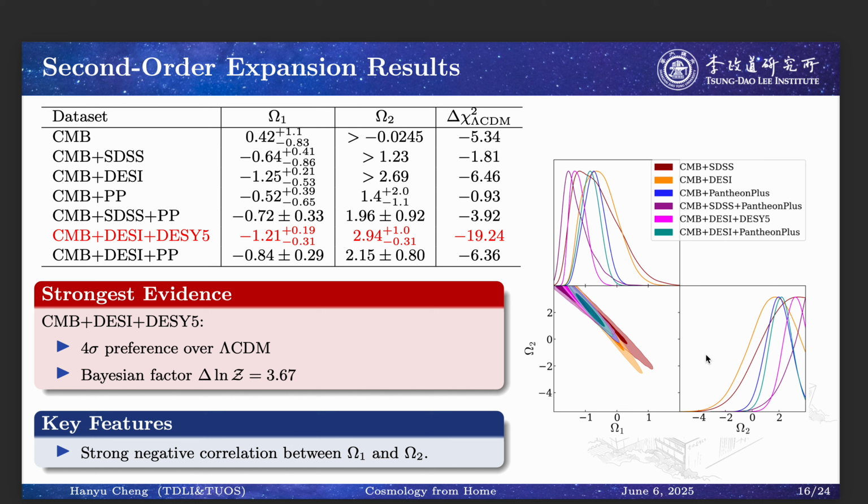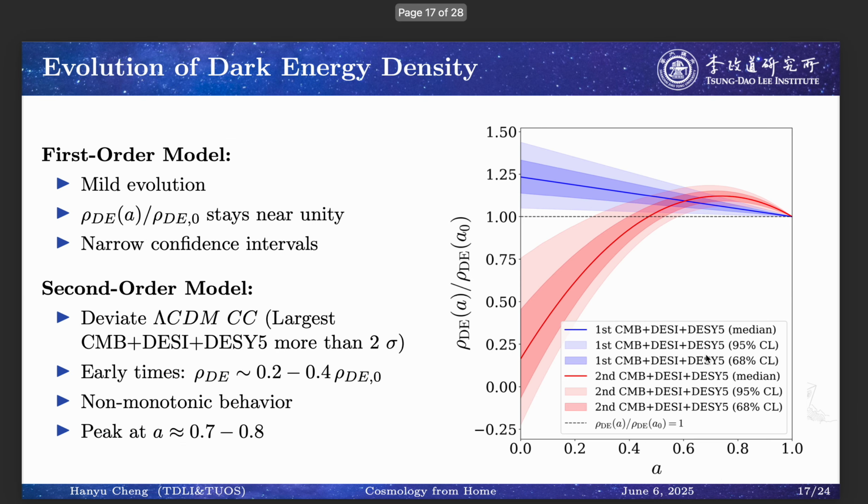The Bayes factor also prefers our model, even though we have 2 more parameters. And we also show the reconstruction of the energy density in this plot. The blue line corresponds to the first order model, which is consistent with lambda CDM. For the second order model, it deviates from lambda CDM. For CMB plus DESI plus DESI5, it shows more than 2 sigma deviation, and it shows phantom crossing behavior and non-monotonic behavior in this case.